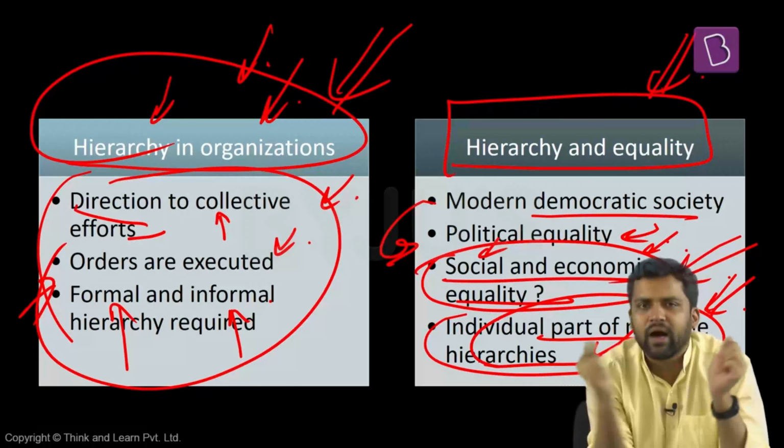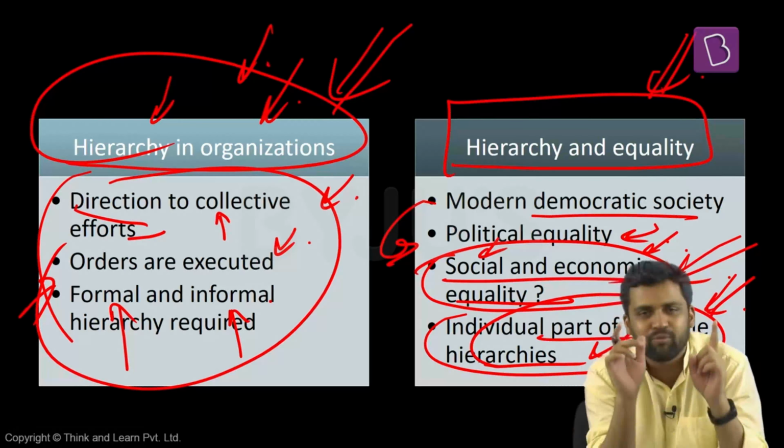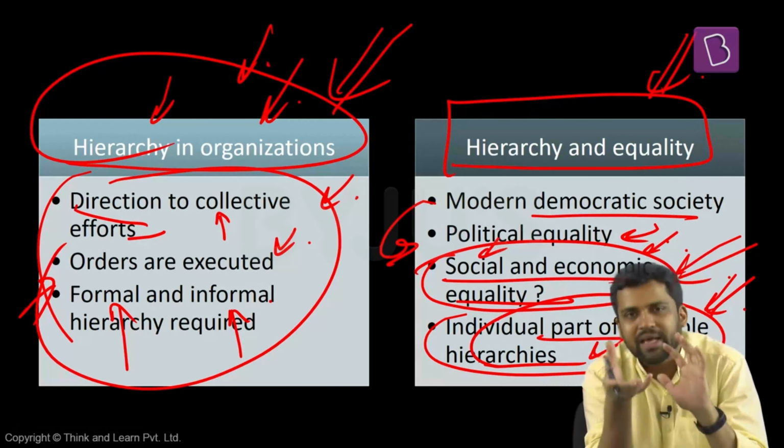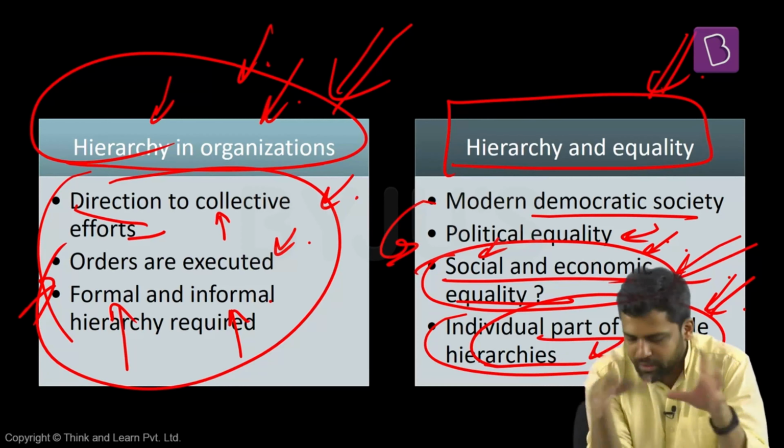But hierarchy and equality, they are going against one another. In democratic societies, we have political equality, but social economic inequality exists as a result of which there is hierarchy. So an individual becomes part of multiple hierarchies.